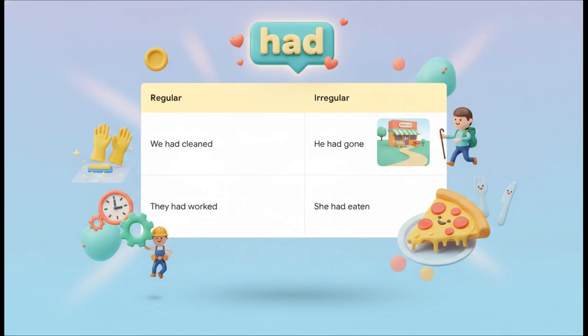Let's look at some everyday examples. For regular verbs, the third verb form just ends in ed. So we can say, we had cleaned the house, or they had worked all day. But watch out for irregular verbs because they change. For example, he had gone to the store, or she had eaten the pizza. Notice how the word had stays exactly the same for every person. It makes it so easy to use.